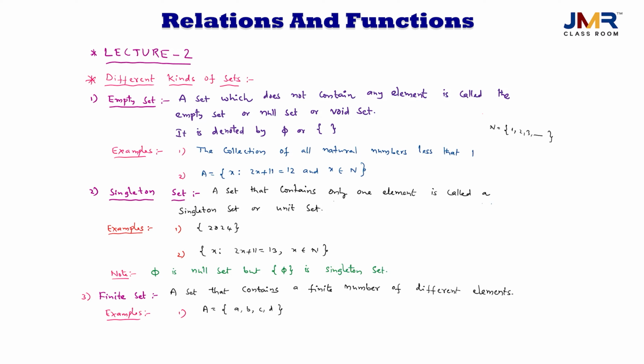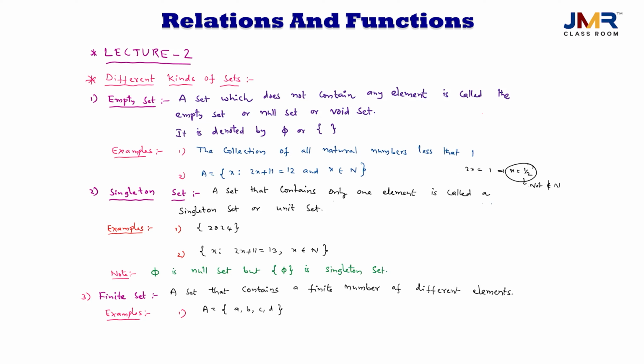And second example, A equals to set of x such that 2x plus 11 equals to 12 and x belongs to natural number. This representation of a set is set builder form. In this set builder form, you can find the values of x under the given condition, that is 2x plus 11 equals to 12, indicates 2x equals to 12 minus 11, 1, x equals to 1 by 2, which is not a natural number. So this set also contains no element, so this set is also called empty set.